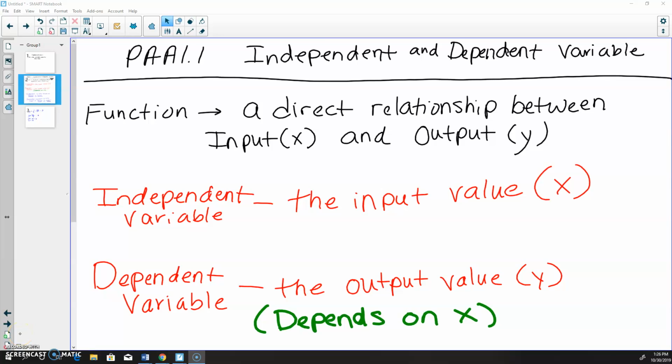Okay, this is pre-algebra, algebra 1.1, which is independent and dependent variables. So you're going to learn about a function. A function is a relationship between x and y. An independent variable, which is x, is your input. Your dependent variable, which is y, is your output. Your dependent always depends on the independent.